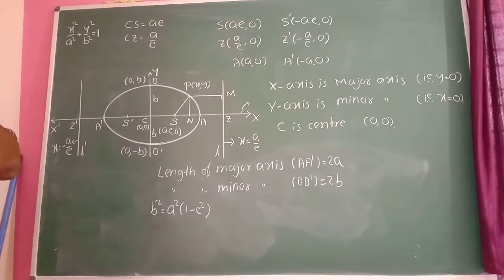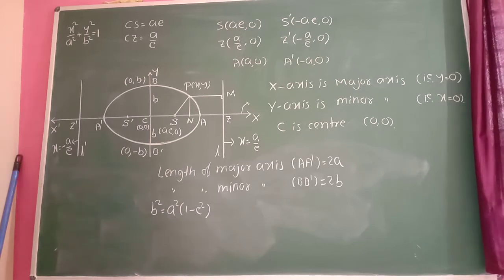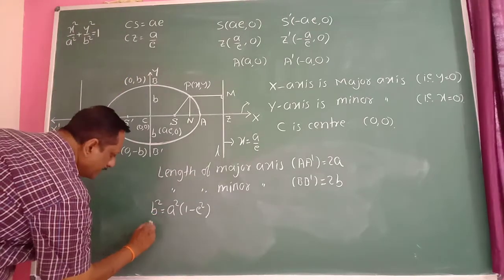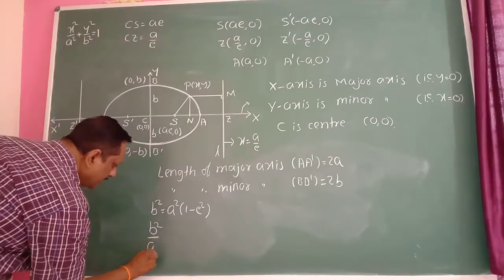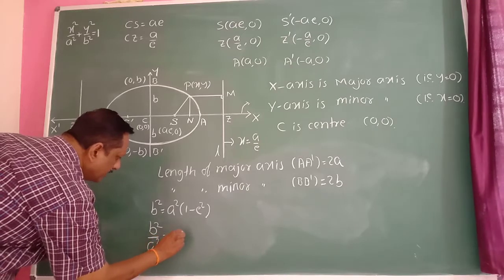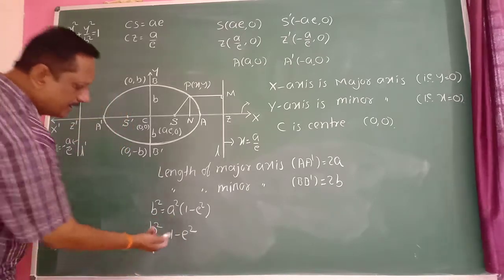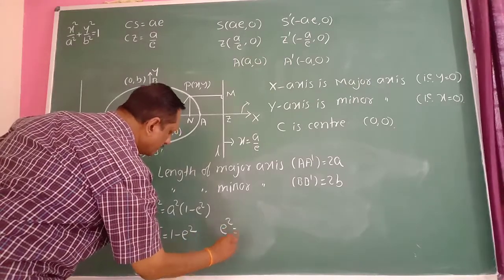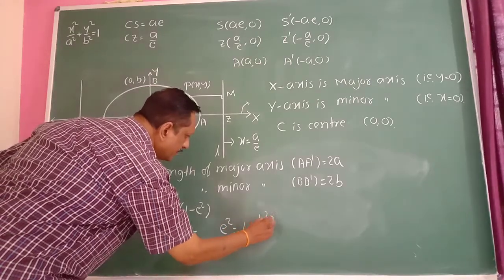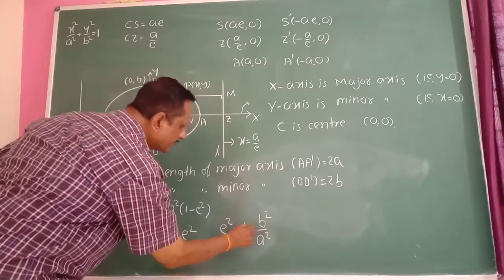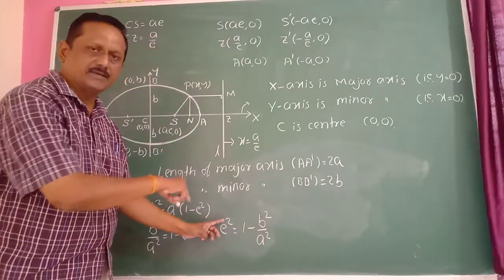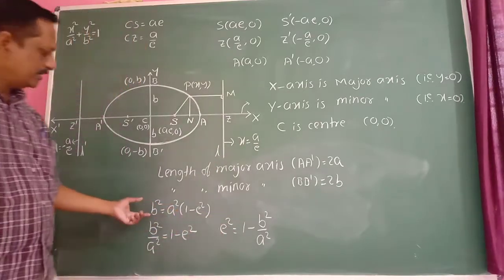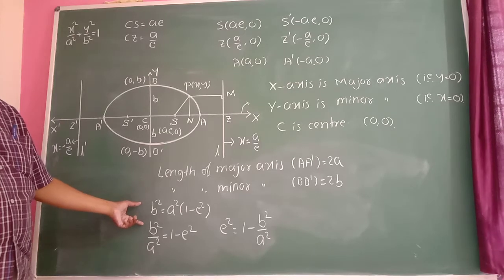Therefore, by using this formula, you can find the eccentricity. Just take a square this side: b square divided by a square is equal to 1 minus e square. Take e square this side, b square by a square that side. So e square is equal to 1 minus b square divided by a square. Taking the square root on the right side, you can find the eccentricity using this formula.